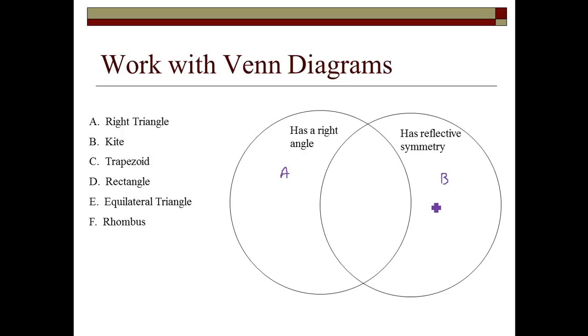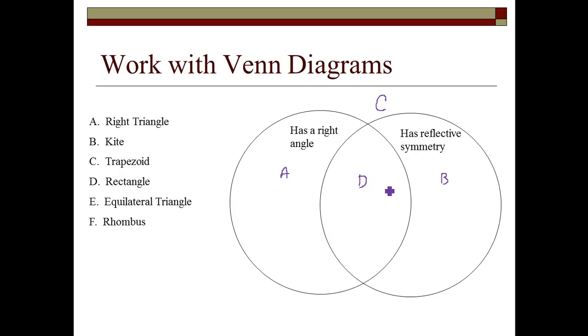A trapezoid, well, it doesn't have to have a right angle, and it doesn't have any kind of symmetry. So it is not anywhere in here. So we put that on the outside. So I'll put C on the outside. Now a rectangle, well, it has right angles, and I can fold it in half and have it lie on top of itself. So the rectangle would go in the middle.